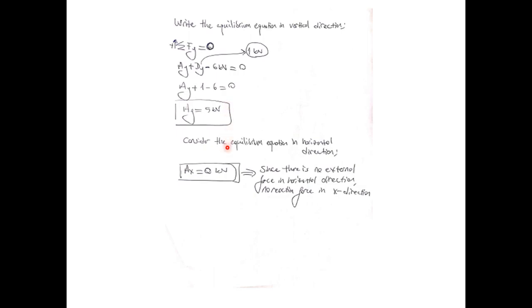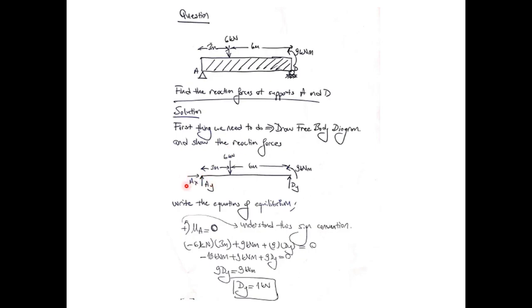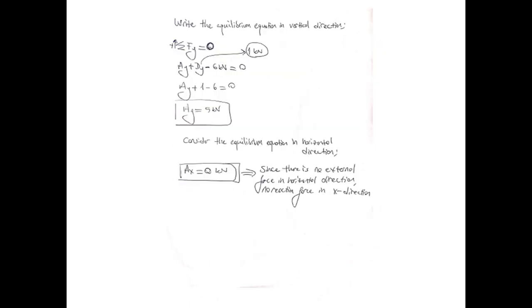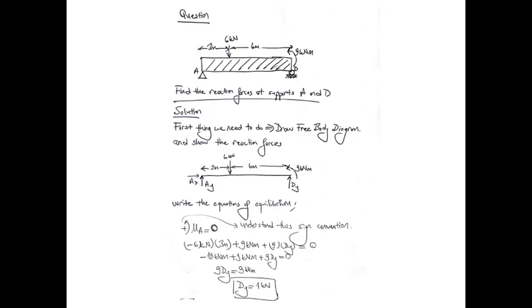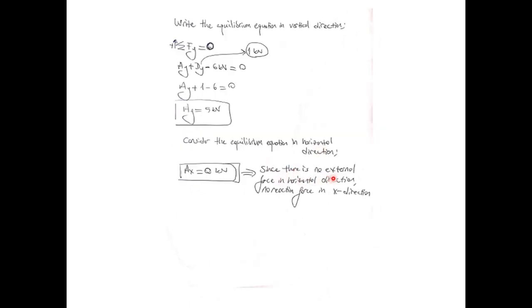One last equilibrium equation that we need to consider to find the reaction force AX is the equilibrium in the horizontal direction. From this very simple free body diagram, you are going to observe that AX is 0 because there is no external force acting in the horizontal direction in our system. So this results in no reaction force in the X direction. We are going to take AX as 0 kilonewtons in this question.